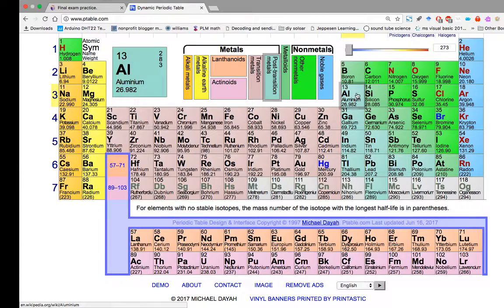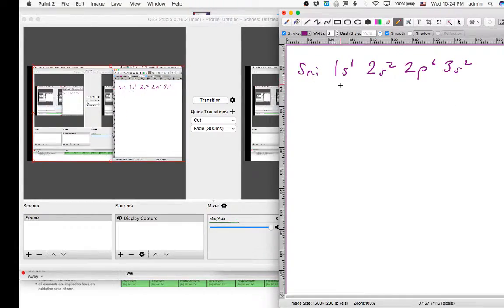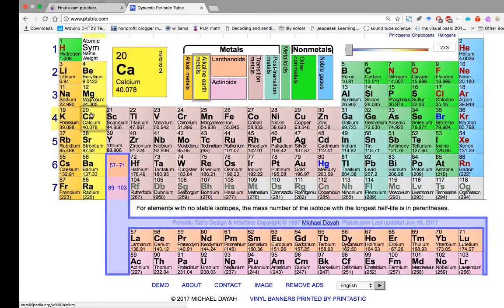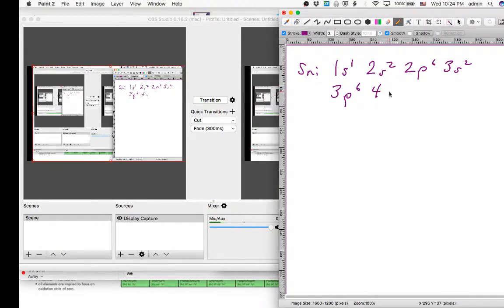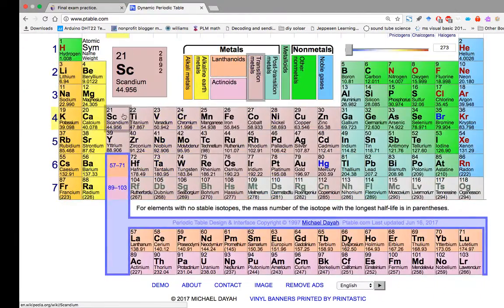There's no D for the third row, you see. And this is 3p. 1, 2, 3, 4, 5, 6. So 3p6. After that, I've got 4s1, 4s2. So 4s2. And then when you name this D block, you have to name this as a 3d.